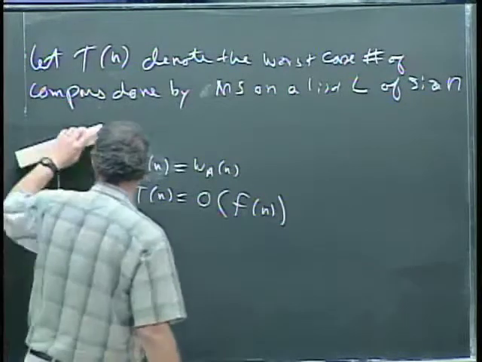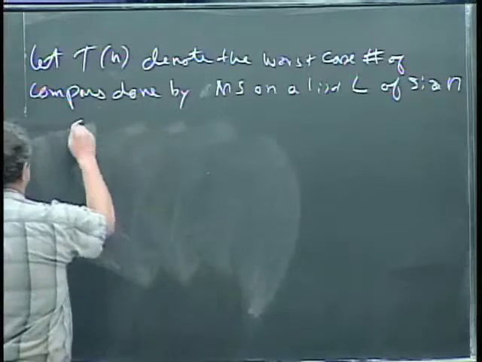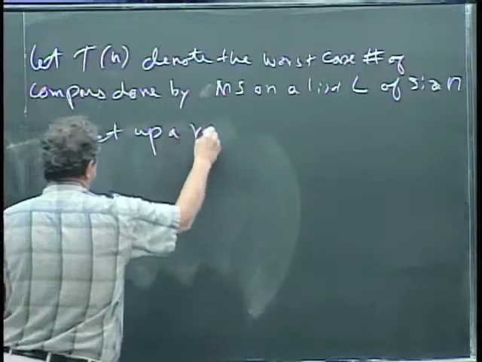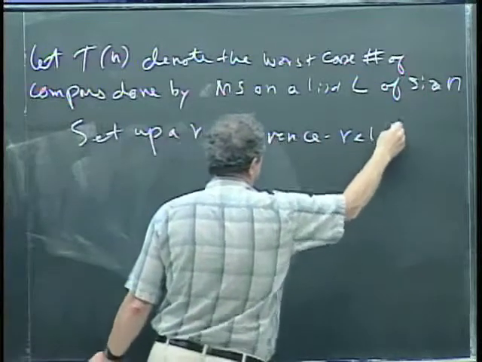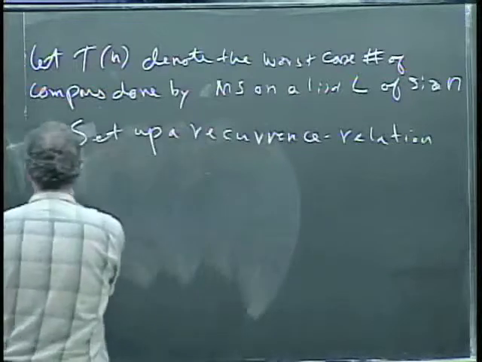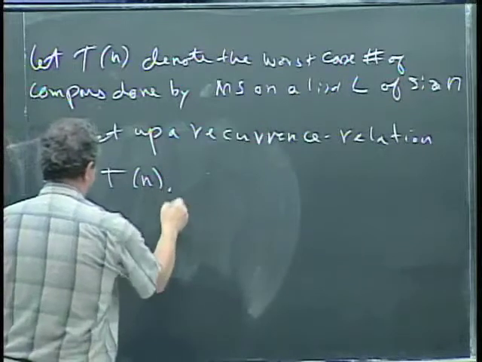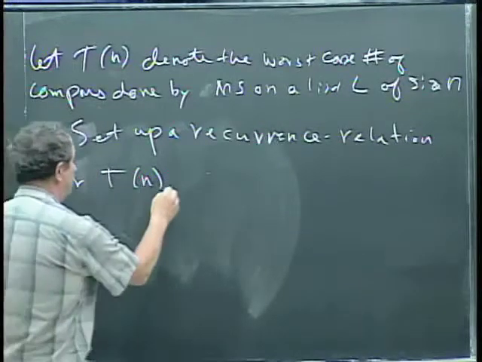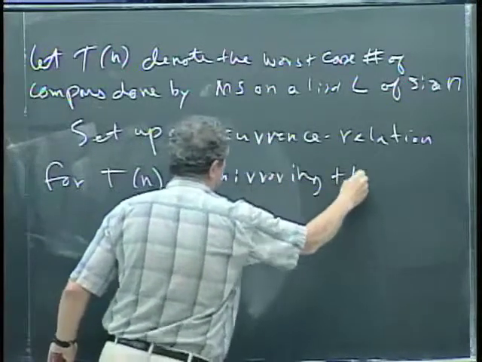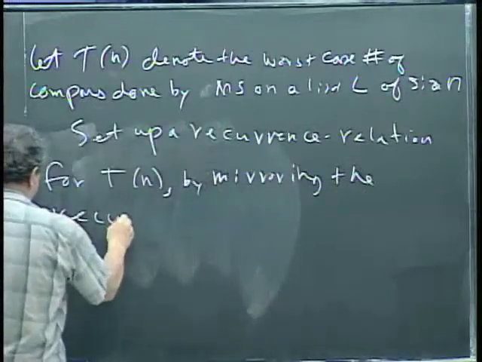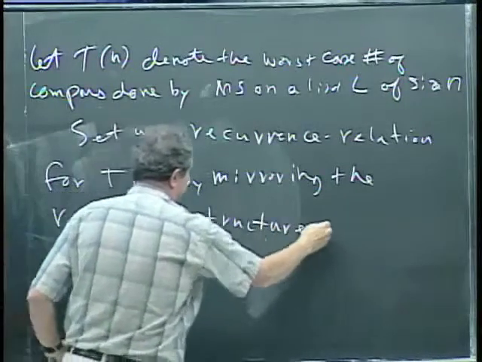Okay. All right. Well, let's actually do it. So the way we're going to do this is to set up a recurrence relation, or a recurrence, for T of n. And we're going to set up that recurrence by mirroring the recursive structure of merge sort.